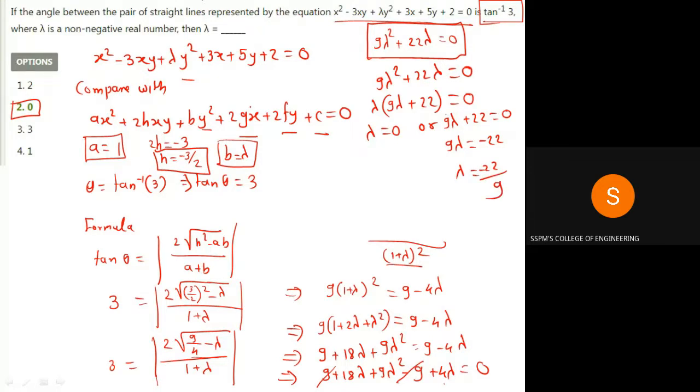But what is given here? See, in the example, what is given? Lambda is a non-negative real number. It is given. Non-negative. So this is negative, so this is not valid. So which is the valid one? Lambda is equal to 0 is the valid one. So this is our correct option.